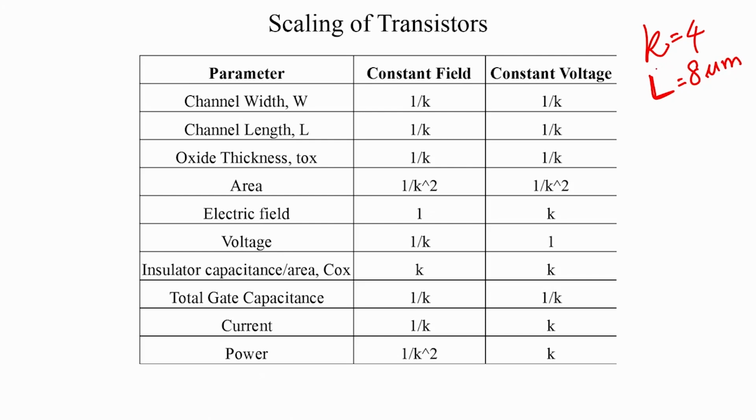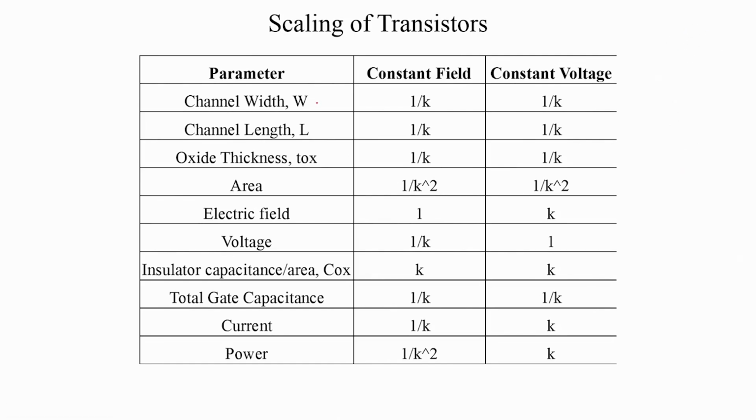What that means is if I scale down by a factor of 4, my new channel length has become 2 microns, and my new channel width has become the old channel width divided by 4, the new Tox has become the old Tox divided by 4, etc. So, that is what scaling down by a factor of k implies. Now, how does it affect some of the simple parameters?